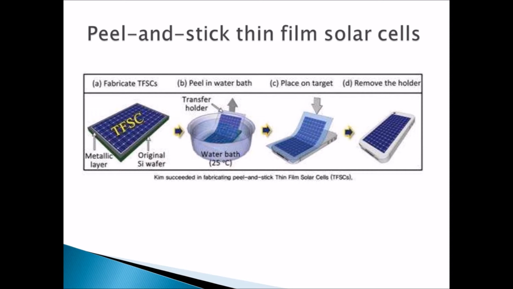Look at the picture. You can see the silicon wafer and there is a TFSC on the wafer. TFSC is an abbreviation for thin film solar cell. TFSC is the place producing energy. Next, soak the solar cell in a water bath. Then we can peel off the TFSC. Finally, we can place it on the target. It's very easy, isn't it?